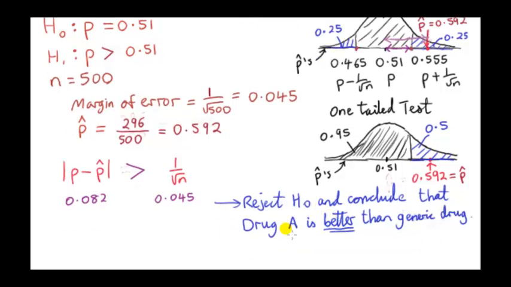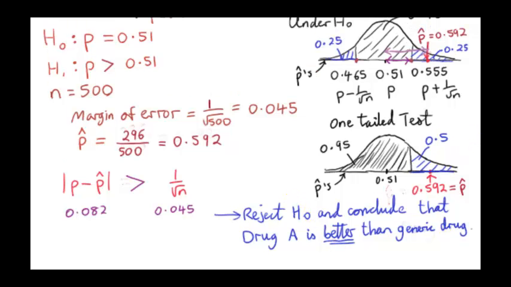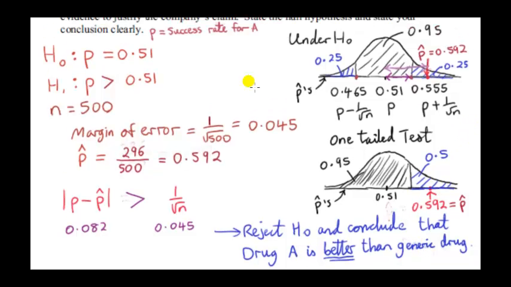We conclude that drug A is better than the generic drug. Now the key word here is better, not that drug A works differently from drug B. The alternative hypothesis here is that p could have been just not equal to 0.51. So the success rate for drug A could have been worse than or better than the success rate for the generic drug.